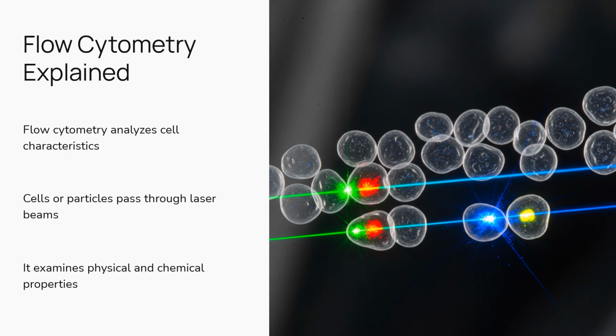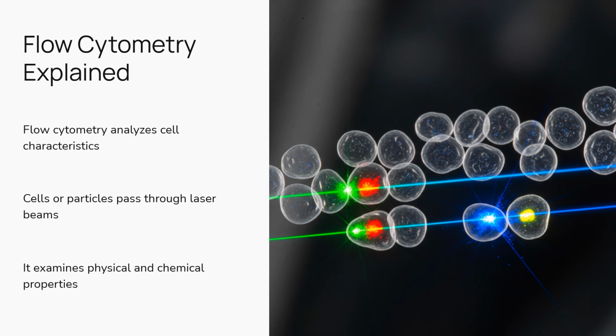For scattering and fluorescence, as each cell passes the laser, it scatters light and may emit fluorescence if labeled with fluorescent markers. For detectors, it'll measure the forward scatter, which is related to the cell size, and the side scatter, which is related to the cell granularity or internal complexity. For the fluorescence intensity, for detecting tagged surface or intracellular markers.